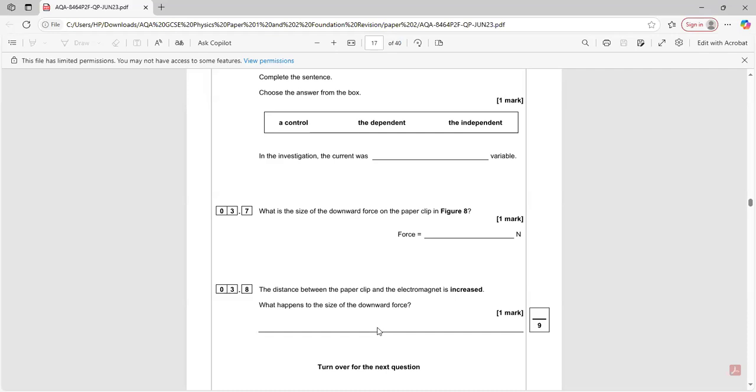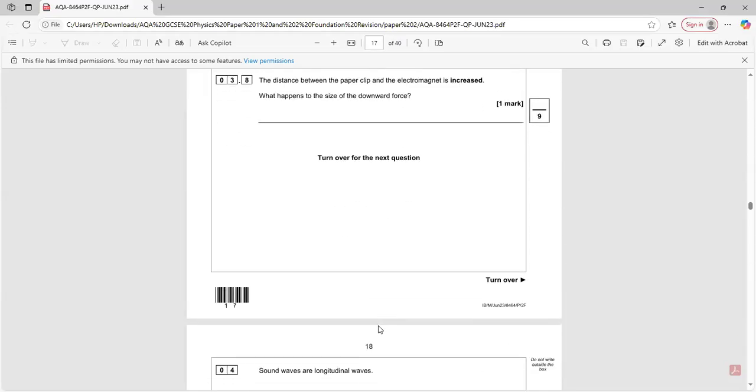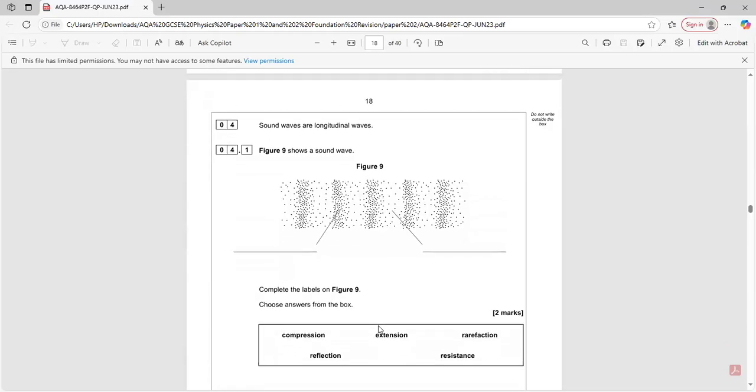If you increase the distance between the electromagnet and the clip, what do you think will happen? It'll decrease. Yes, the force will decrease. So they're asking what happens to the size of the downward force? It's a decrease. Okay, so it's going to also decrease.